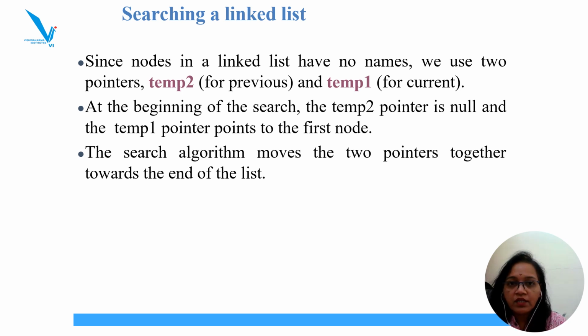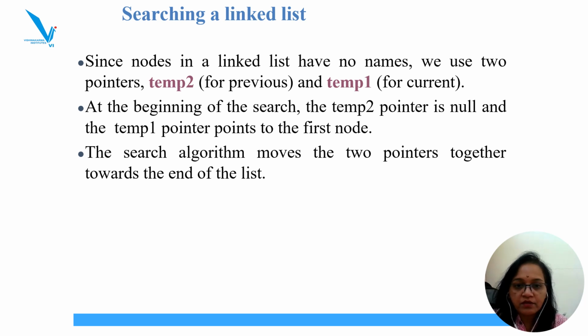Okay, now in this video, we will see the search operation on the linked list. Since nodes in a linked list have no names, we use two pointers, temp2, that is the previous pointer, and temp1, that is the current pointer, in order to search our node. At the beginning of the search, temp2 is equal to null and temp1 points to the first node, where the head also points.